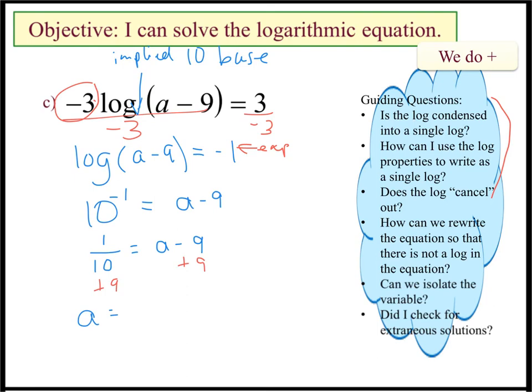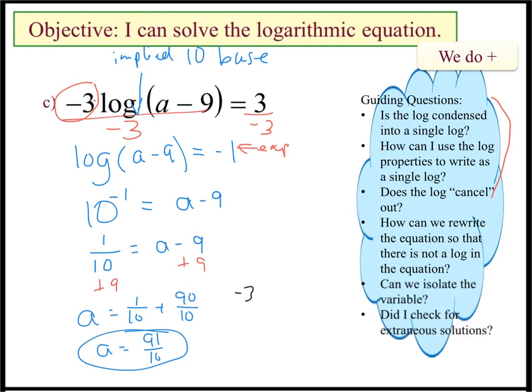So I get a equals 1/10 plus 9. I would need a common denominator in order to add those fractions, so I'm going to change 9 into tenths, so that'd be 90 tenths. So I end up getting a equals 91 tenths for my final answer. Then I just want to go back, plug it in, check it, make sure it's okay.